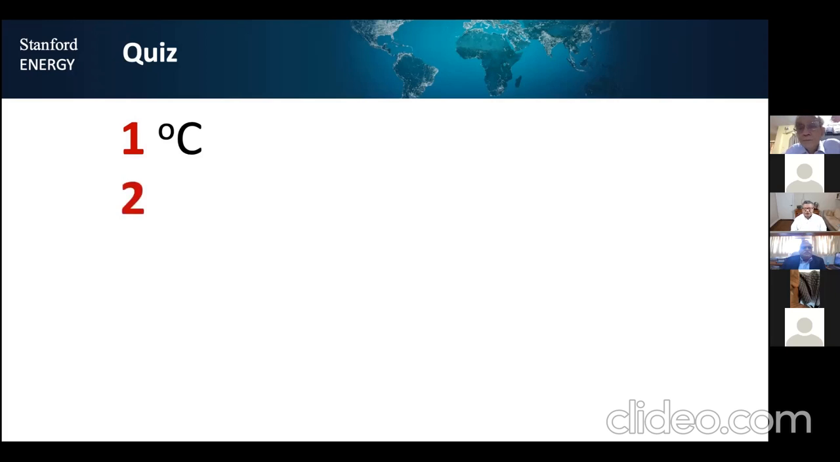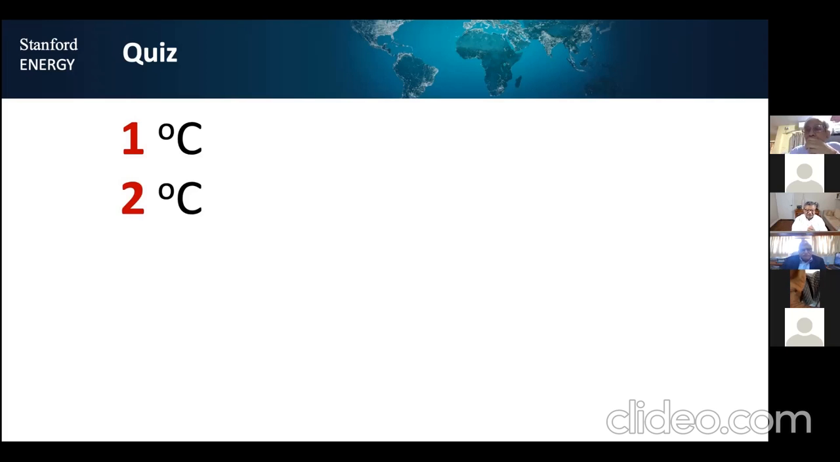The second number is two. And this is 2 degrees Celsius. This is the Paris Agreement that many countries got together for, including India, and Prime Minister Modi was one of the leaders in that. And so was President Obama and President Xi and many others.